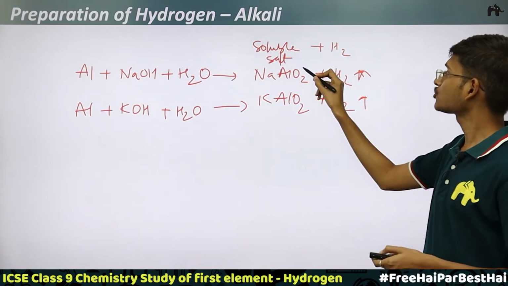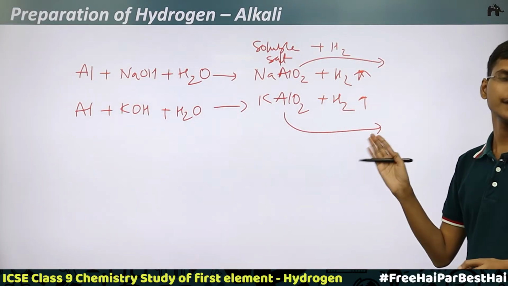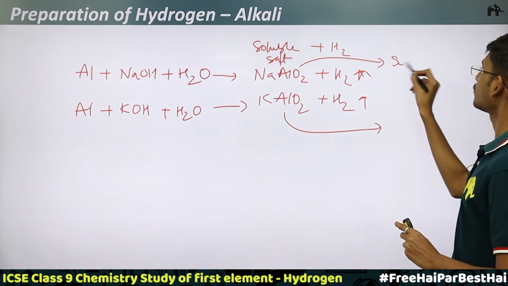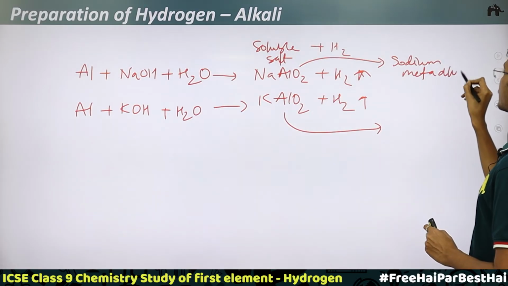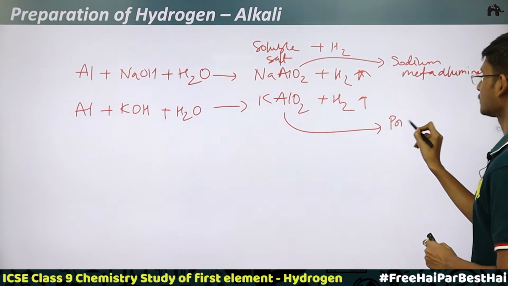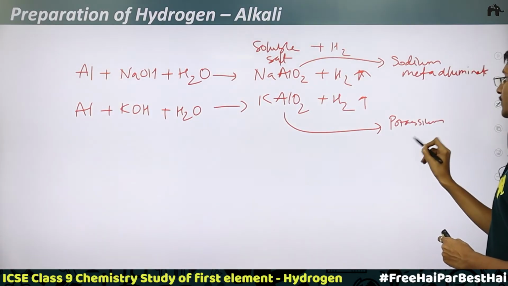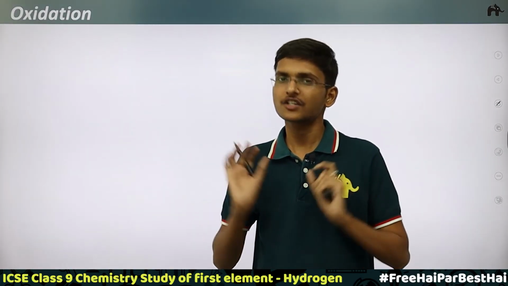Now this NaAlO2 is called sodium metaaluminate and KAlO2 is called potassium metaaluminate. I'm just writing one name, sodium metaaluminate, and here potassium metaaluminate. Clear? Now, coming to the last concept of this chapter, which is oxidation and reduction reactions.